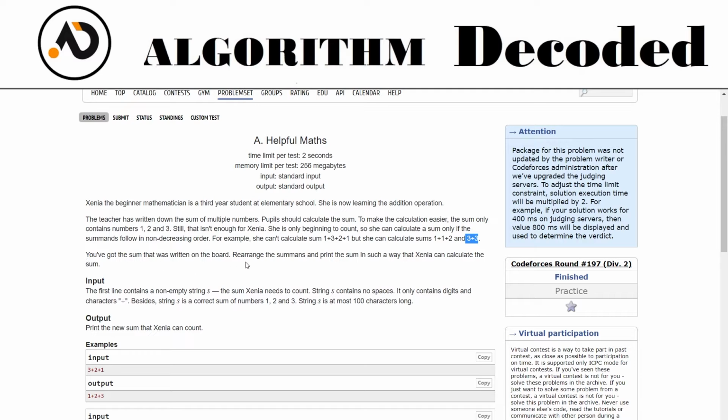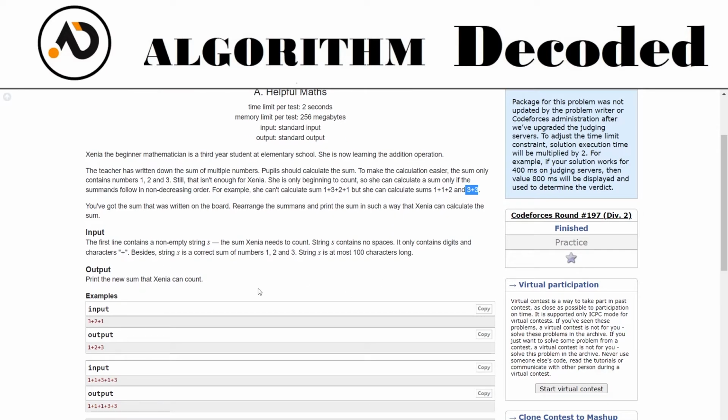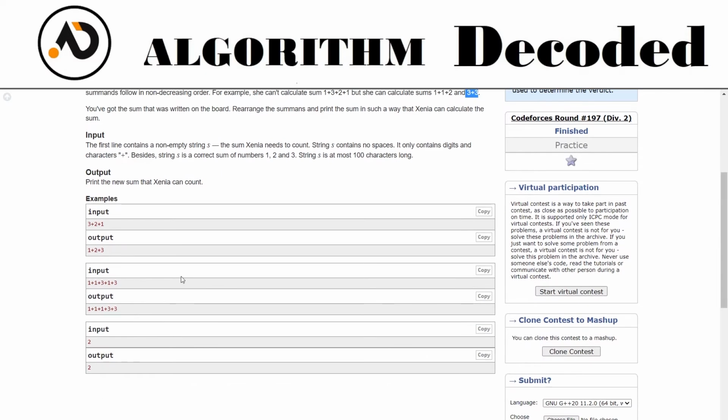So you have got the sum that was written on the board. Rearrange the summands and print the sum in such a way Xenia can calculate the sum. तो हमें rearrange करना है, in a way print करना है कि she can calculate the sum which would be in the increasing order. So string दी होगी आपको, string के अंदर spaces नहीं होगी, it only contains digits and the character plus. Besides string has the correct sum of numbers 1, 2 and 3. String is at most 100 characters long.